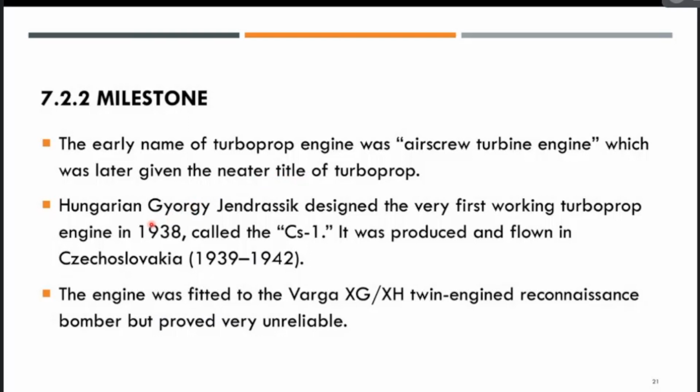The Hungarian aircraft designer Gyorgy Jendrassik built the very first working turboprop engine in 1938, called the CS-1. It was produced and flown in Czechoslovakia between 1939 and 1942. The engine was fitted to the Varga XG/XH twin engine recon bomber, but proved very unreliable, because this was the early stage of the design of the engine.